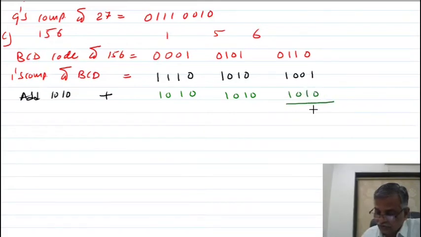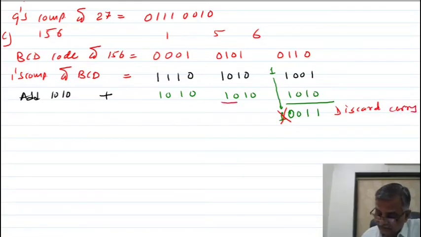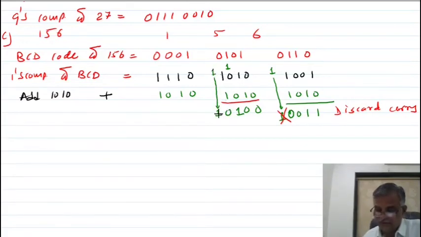This is 0. Carry is 1. This carry I have to discard. Now let us do for this. 0. This is 0. Carry is 1. 1 0. Carry is 1. Discard this carry.